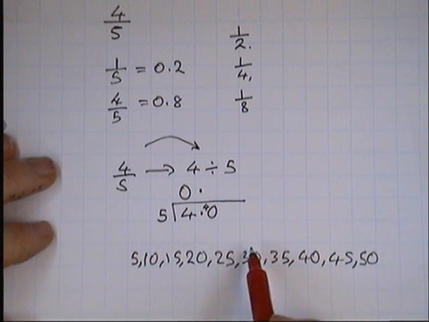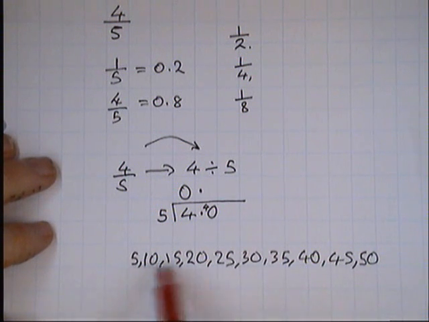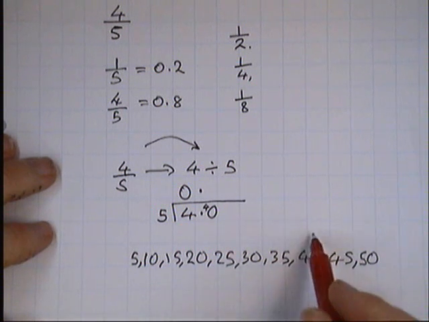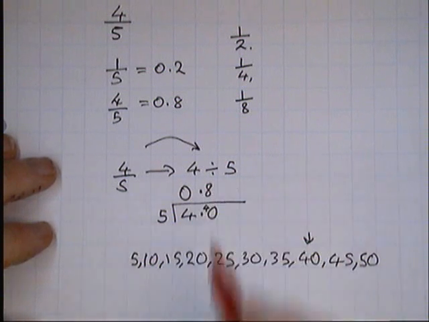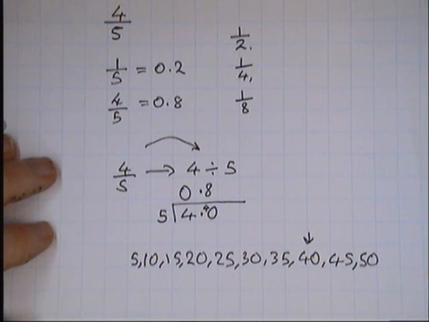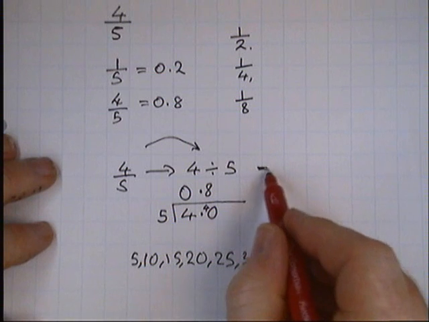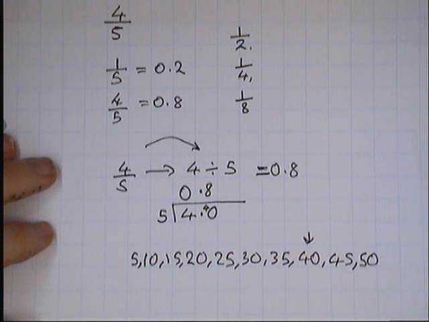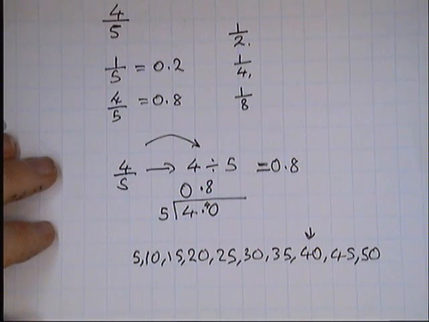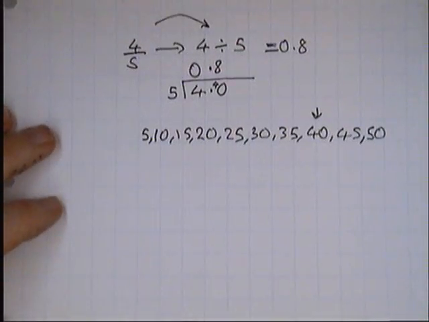So how many 5s are in 40? Let's count along. 1, 2, 3, 4, 5, 6, 7, 8. 8 lots of 5 make 40. So the answer is 0.8, as expected. So 4/5 is the same as 0.8. Now that method works with all fractions. Okay, so let's look at another example.